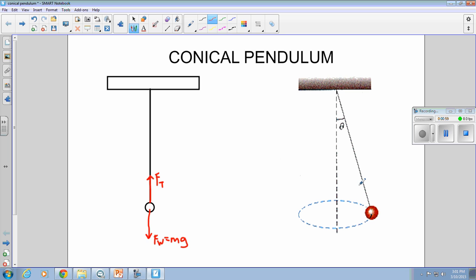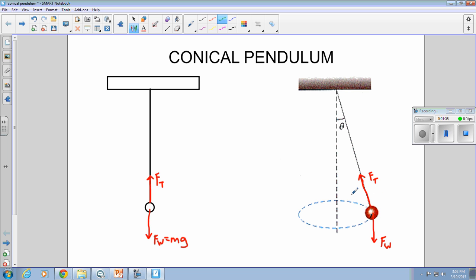As this thing starts spinning around, tension is due to a string, so the tension starts taking on two-dimensional properties, okay, where force tension's here, but the weight is still directed down towards the center of the earth, so force weight is still directed downward. Okay, so it's no longer the case that the force tension is equal to the force weight.